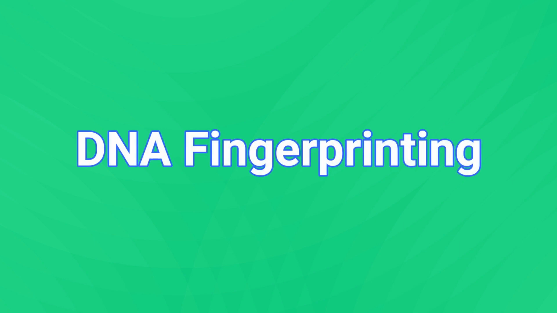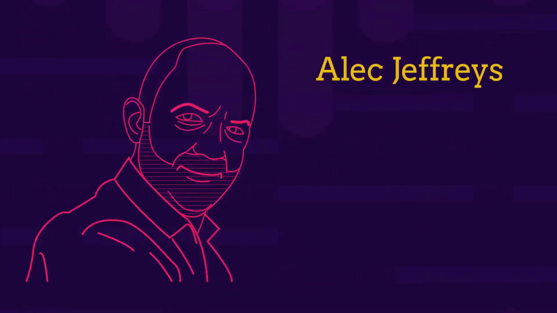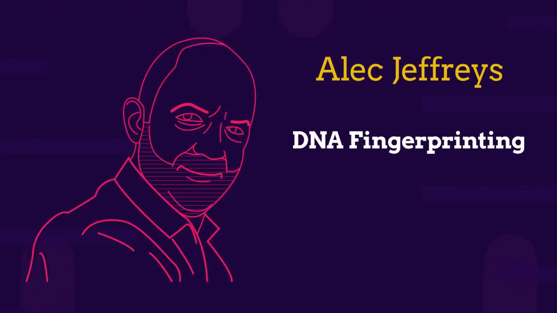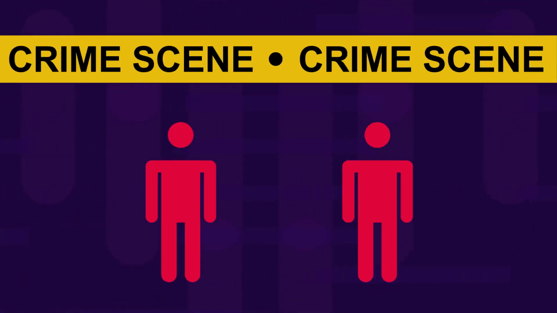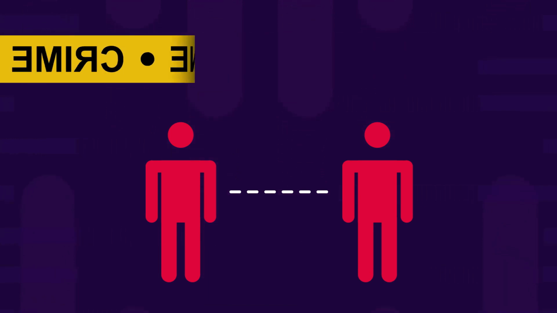What is DNA fingerprinting? DNA profiling. Leicester University geneticist Alec Jeffreys developed a technique called DNA fingerprinting in 1985. It allows DNA samples from different people to be compared to look for similarities and differences. It's used for solving crimes and could also confirm if people are related to each other, like in paternity testing.